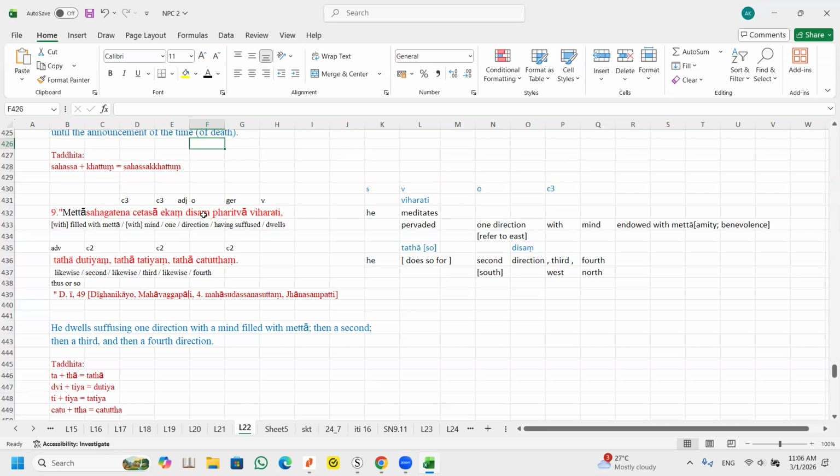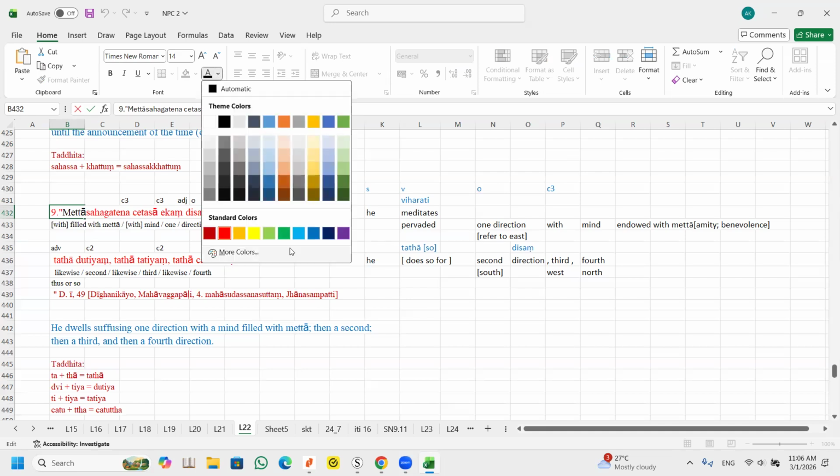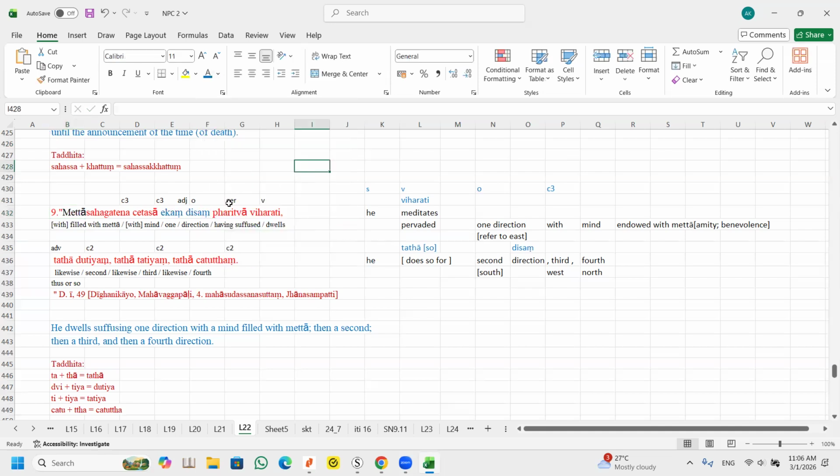Can you see these two? Ekaṃ disaṃ. Same case. There are a lot of same cases because it's an adjective. Remember, they are the same case. This is the same case, and these two are the same case. This is a gerund. All right.